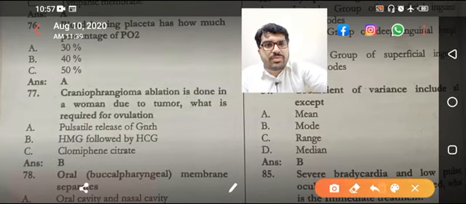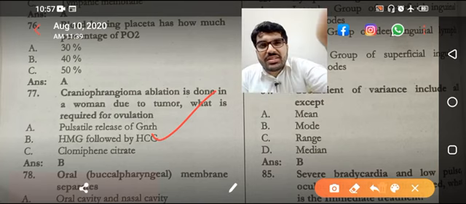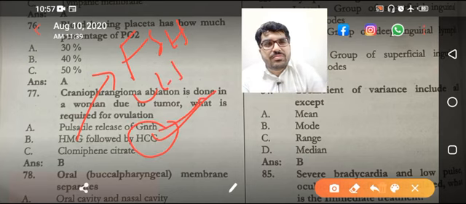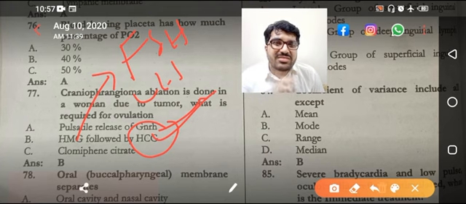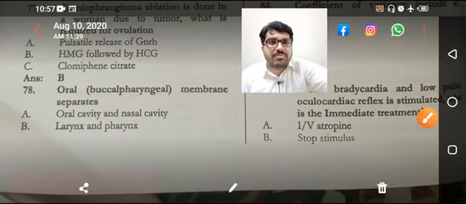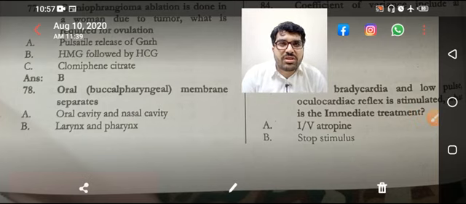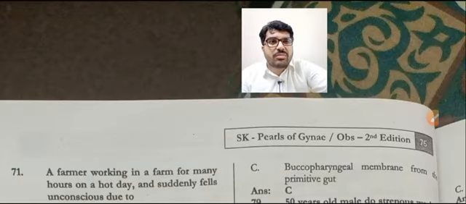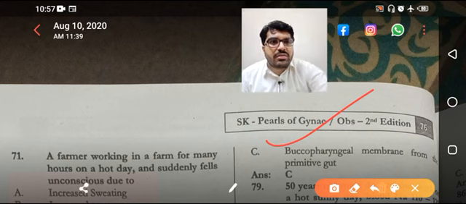Coming next, the answer is human menopausal gonadotropin followed by HCG, because it has both FSH and LH, then followed by HCG. So you are actually maintaining a normal cyclical pattern as far as the female hormones are concerned. The buccopharyngeal membrane separates the primitive gut from the oral cavity. The correct option over here is option C.